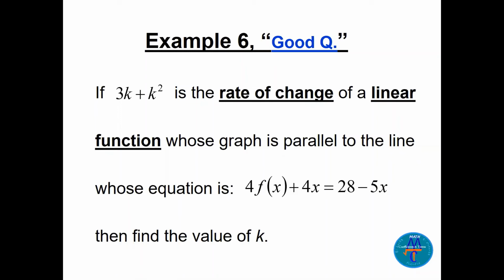The whole idea here is these two lines are parallel. So they have the same rate of change, they have the same slope. This one is given already, 3k plus k squared. This is the rate of change of our linear function. This one you have to find the rate of change. To find it, you have to rearrange it.